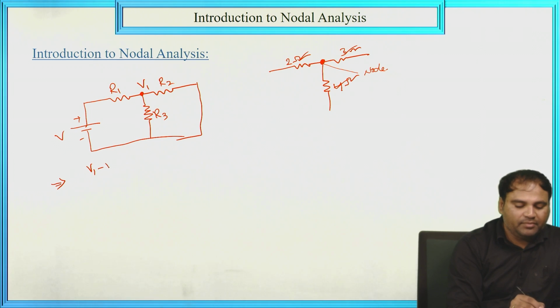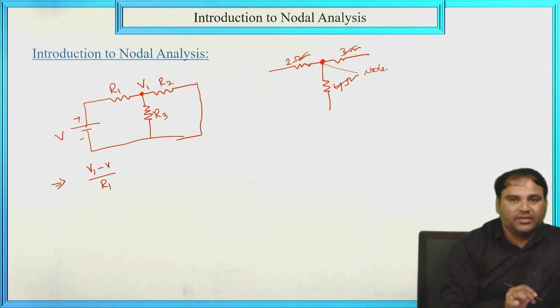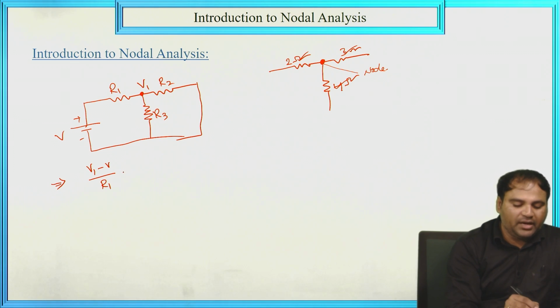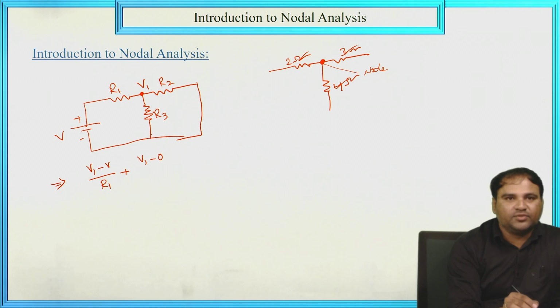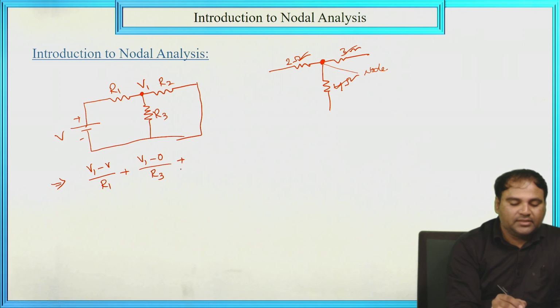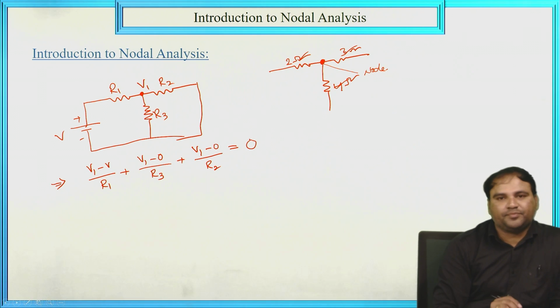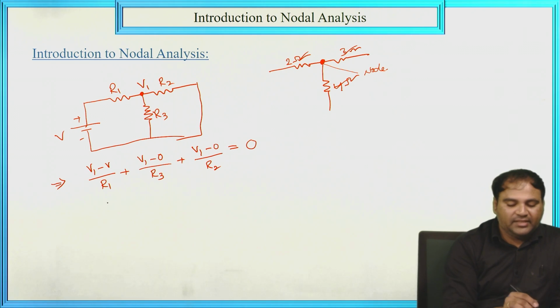We will get the equation like this: V1 minus V divided by R1, plus V1 minus 0 divided by R3, since there is no voltage here, plus V1 minus 0 divided by R2, and that should be equal to 0, since there is no current source. Now by simplifying this equation, we will get the node voltage V1.